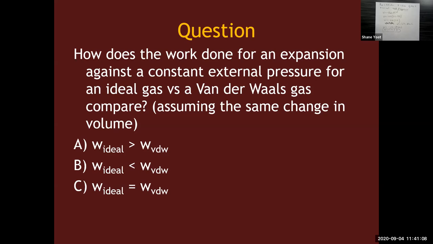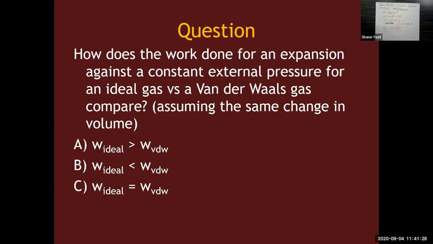If this was done reversibly and isothermally, then it would not be the same, because the pressure of a van der Waals gas and an ideal gas will not be the same at the same volumes, with the same number of moles and the same temperature. The pressures will differ, and so the work that's done will be different.